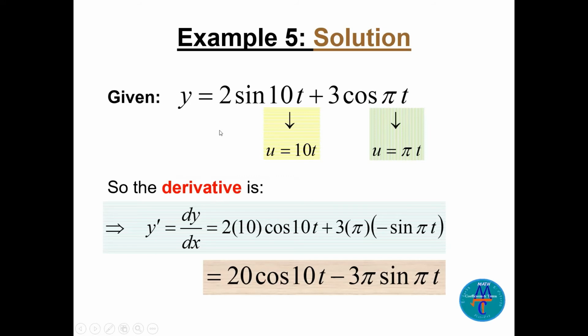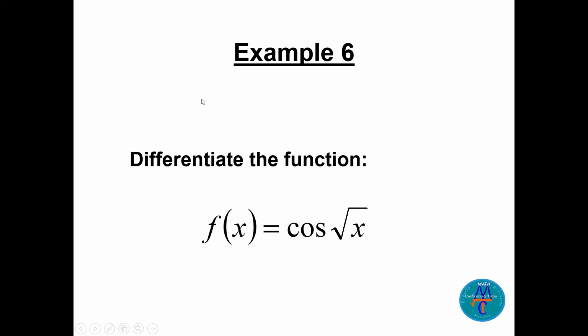So by using chain rule, the derivative for the first one will be 2, we just write here. The u prime is 10 only. The derivative of sine 10t will be cosine 10t. And this is 3 from the question. The derivative of u, this is u here, it will be pi, times the derivative of cosine pi t, it will be minus sine pi t. Just simplify it more: 20 cosine 10t minus 3 pi sine pi t. This is the y prime of this function.